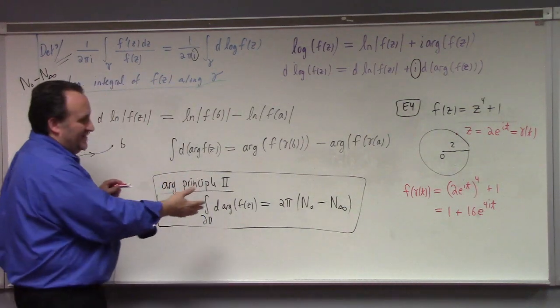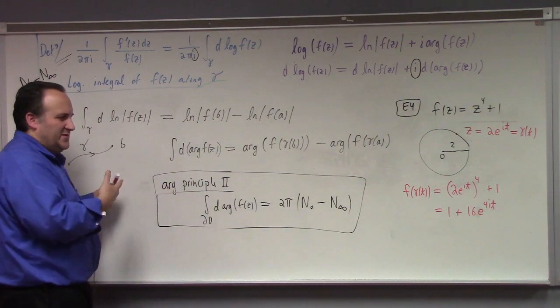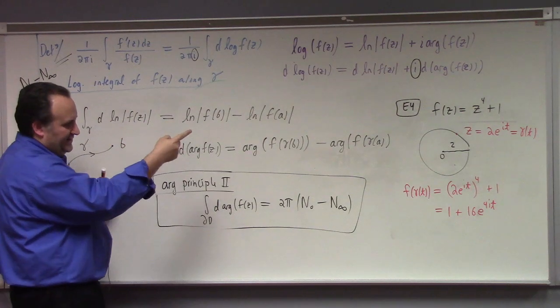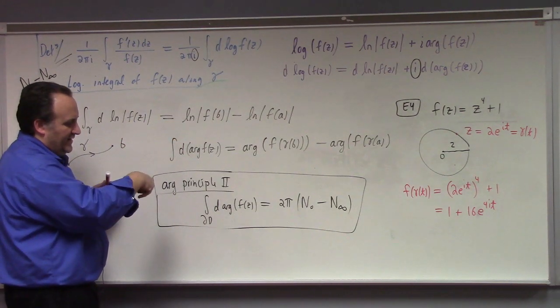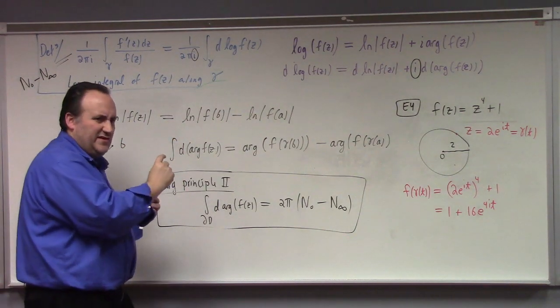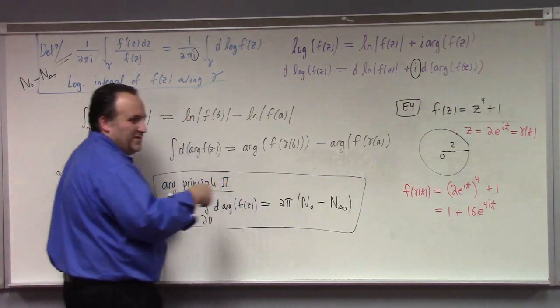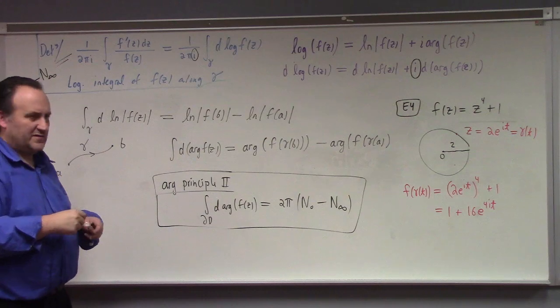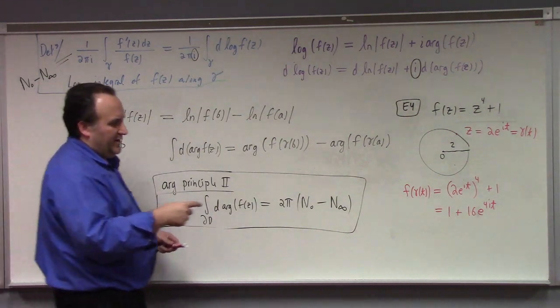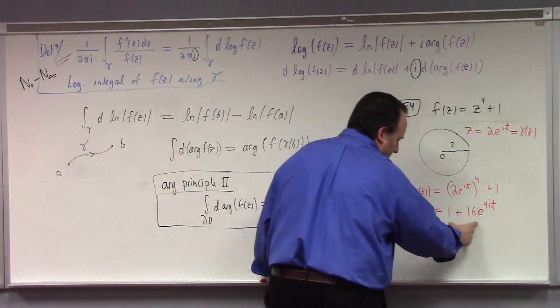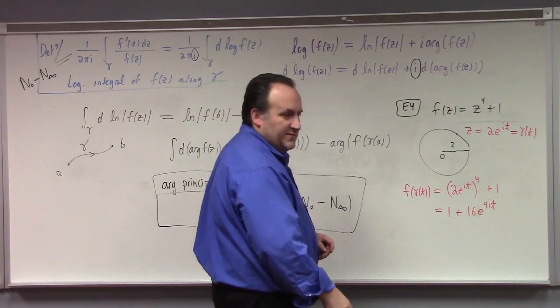Notice that this argument principle says to understand how many zeros that function has, I need to look at the change in the angle of the image of the curve under the function. Where's the image of the curve under the function? Can you guys think about how to graph this? What's that look like?